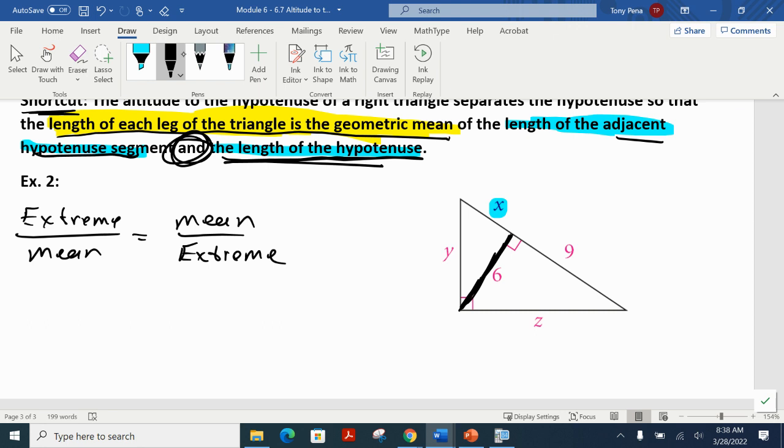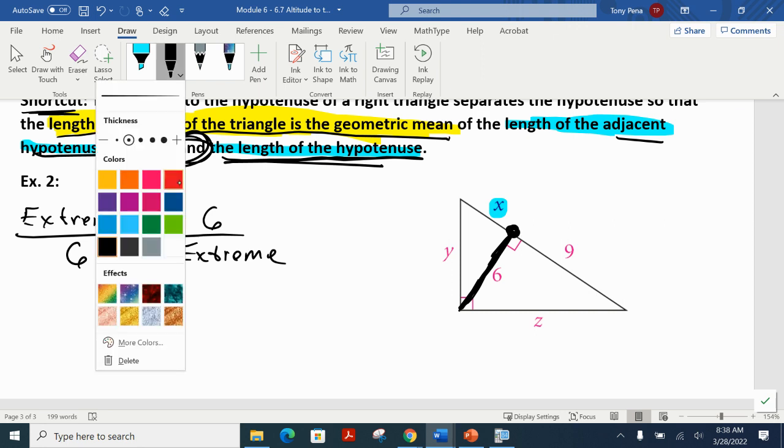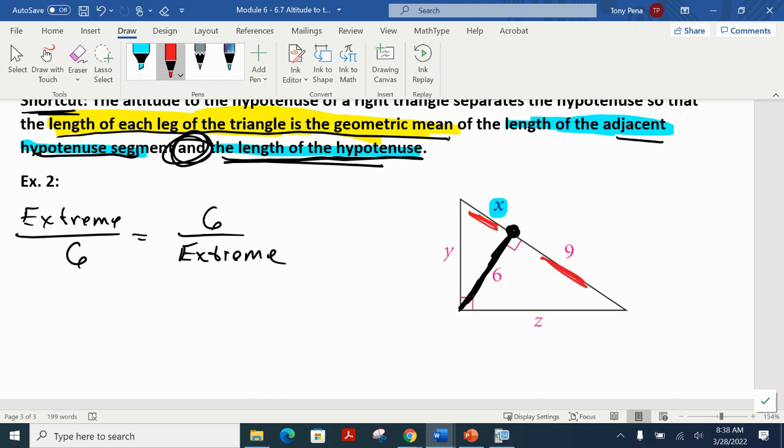So that rule is when we are actually talking about the altitude, it is the mean. All right. In this case, we know what that is. It's 6. So in those positions, we would be putting a 6. And then notice how when it intersects the hypotenuse right here, it creates these two sides, this side here and this side here. Those are then the extremes. So one of them is x, and then one of them is 9, the two segments that it creates.